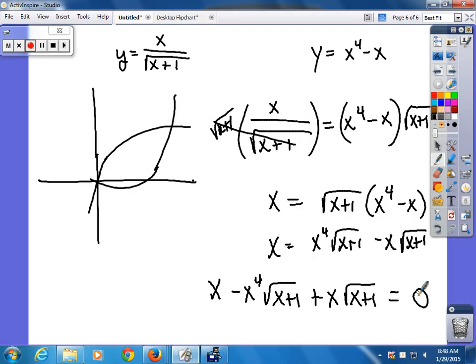Factor out an x. And that's going to leave you with 1 minus x to the 3rd times the square root of x plus 1, plus the square root of x plus 1, is equal to 0. So at least we got one intersection. X is equal to 0. So there's that one.